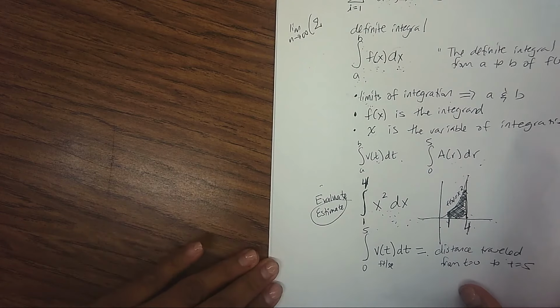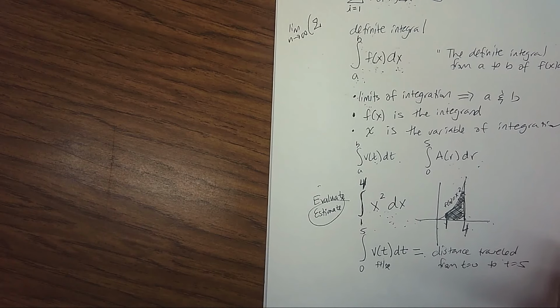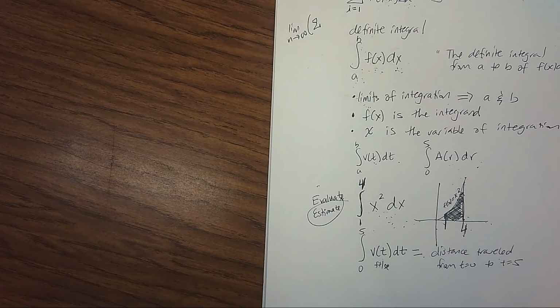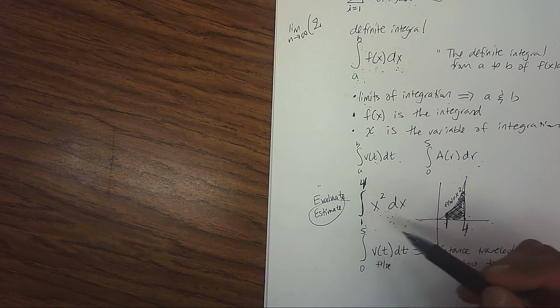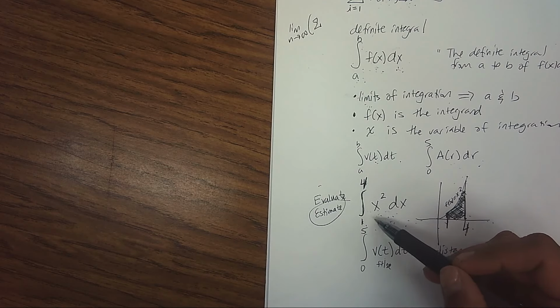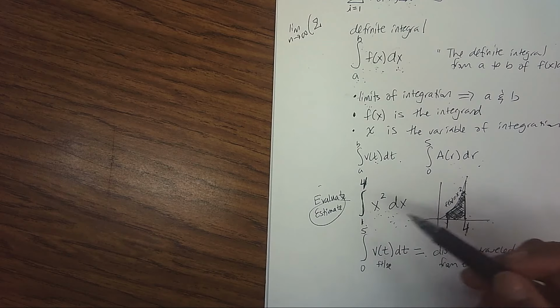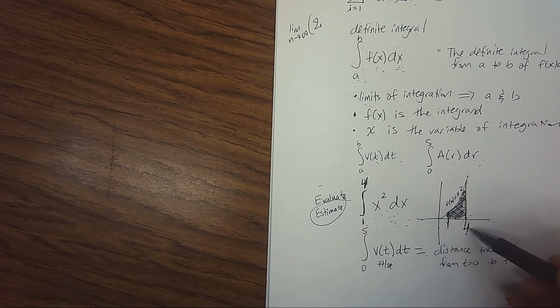Okay, let's go on to our packet. Pause the video if you don't have your packet taken out. I'm looking at page 6 from the packet. So, again, 1 to 4 tells you that you're going to find the area underneath this curve, x squared, between 1 and 4. That's what it means.